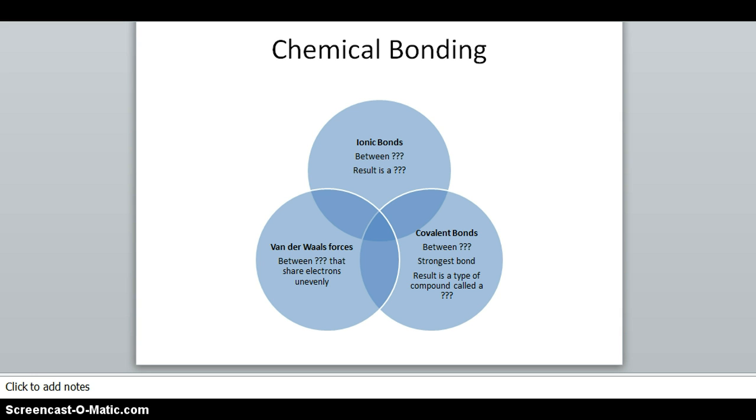Using this Venn diagram, compare and contrast the 3 types of bonds: ionic, covalent, and van der Waals forces.